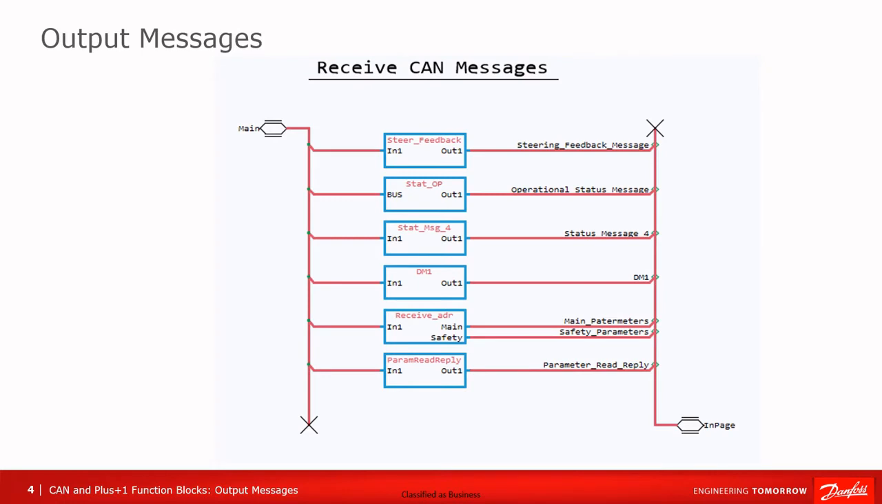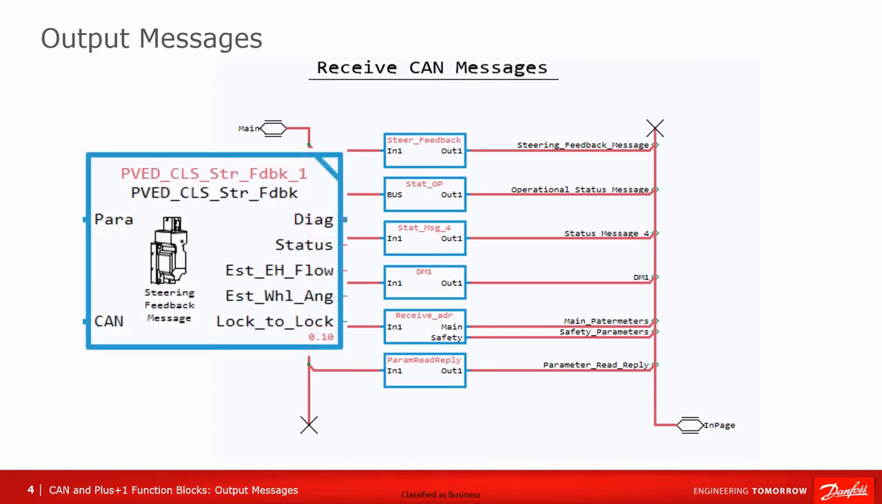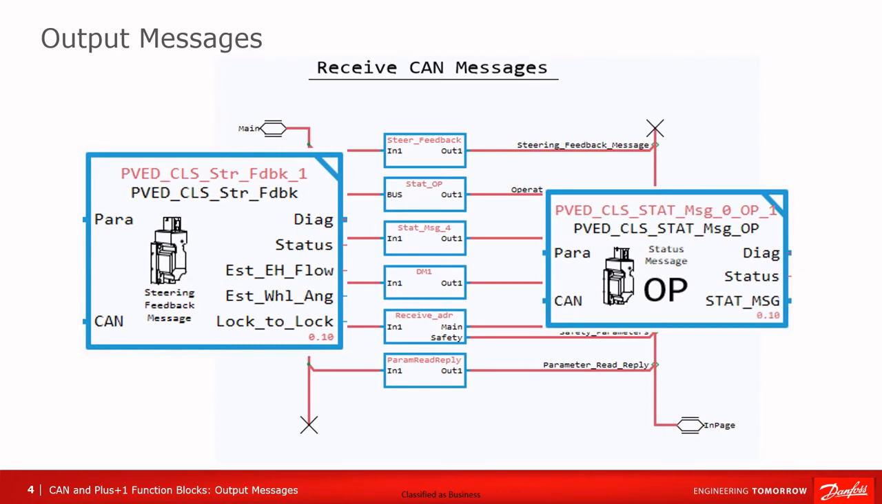The CAN receive page shows some of the messages that are being received by the display. The steering feedback message allows the display to show the estimated EH flow, estimated wheel angle, and the number of turns lock to lock. The operational state status message provides information on what mode the machine is in. Different status messages can be used to view the status of different variables.